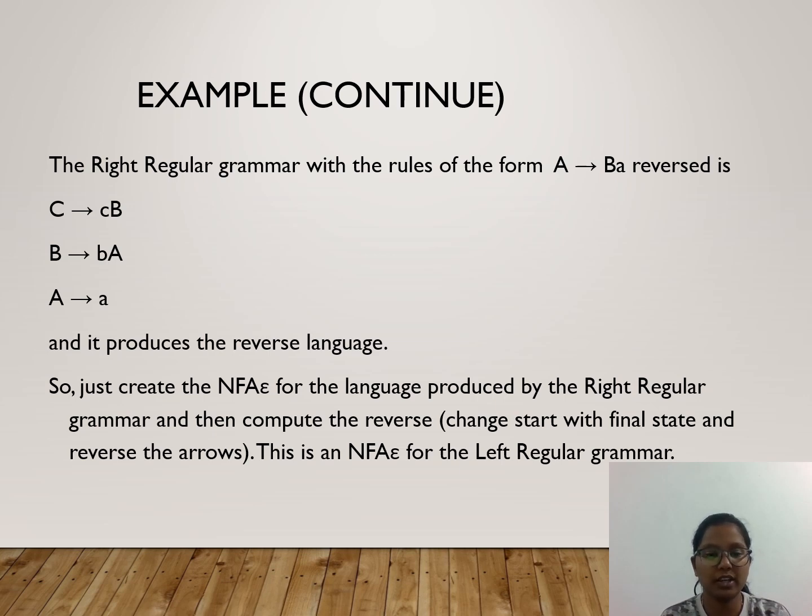So just create the NFA epsilon for the language produced by the right regular grammar, and then compute the reverse. Change the start state with the final state and reverse the arrows. This is an NFA epsilon for the left regular grammar.